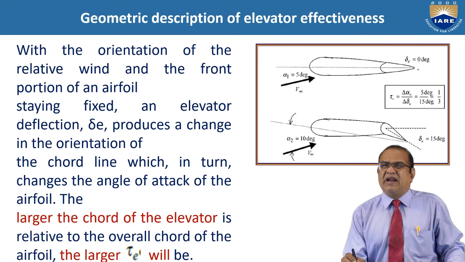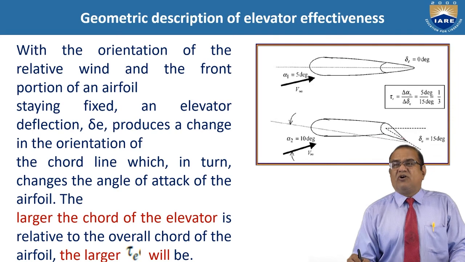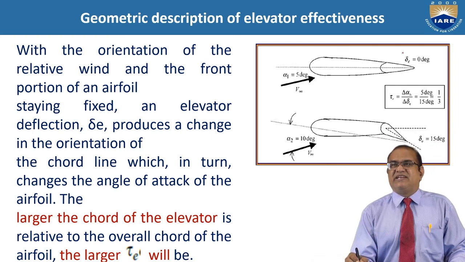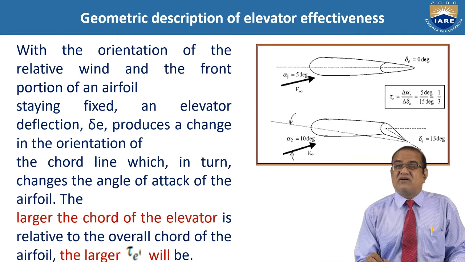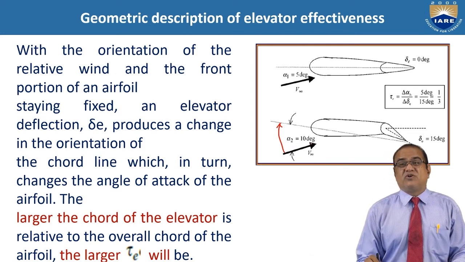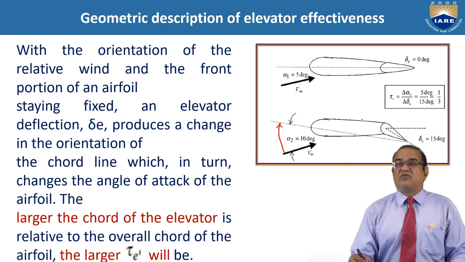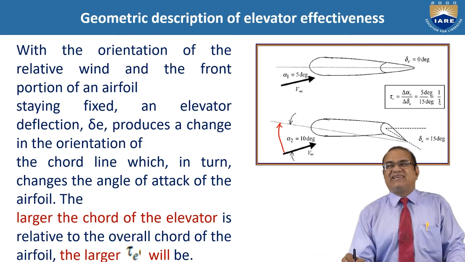So here, if you see, you have deflected this to 15 degrees. Here it is 0 degrees, but here you have deflected only the elevator to 15 degrees. Then the location of this changes, and you can see the angle of attack is now this much bigger. So alpha 2 is now equal to 10 degrees. So 10 minus 5 is equal to 5, and 15 minus 0 is equal to 15. So tau E is equal to 1 by 3.